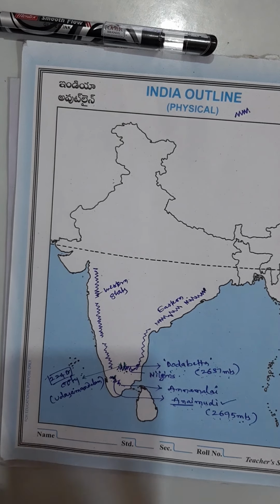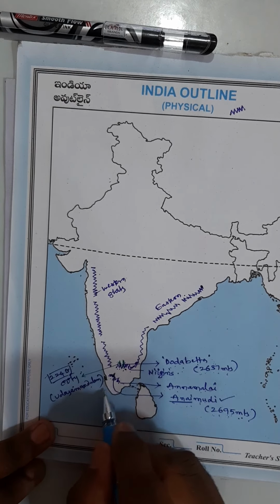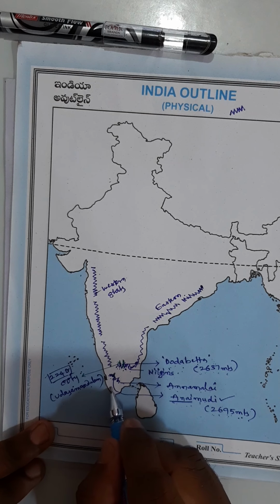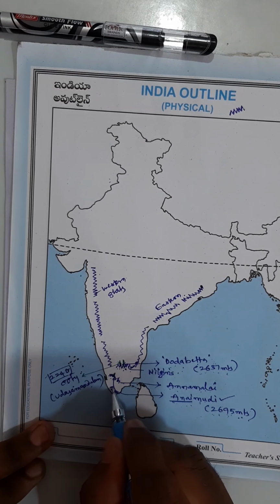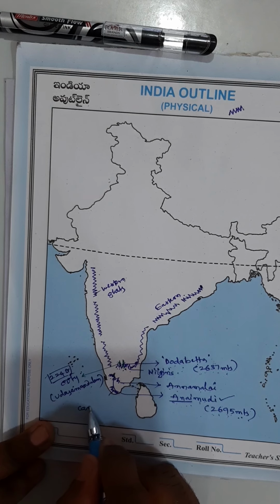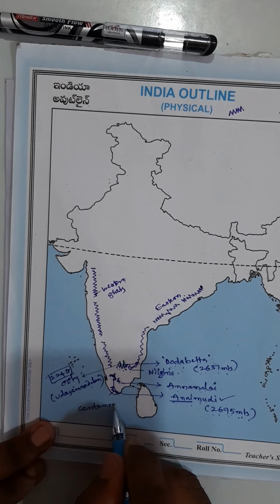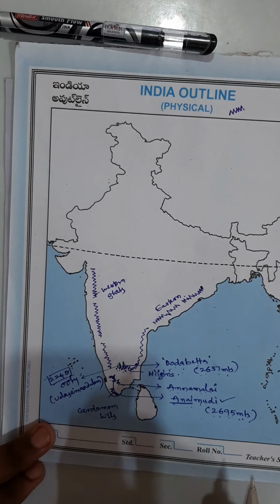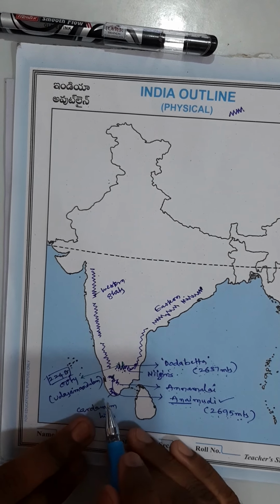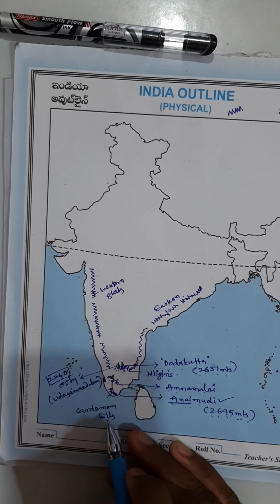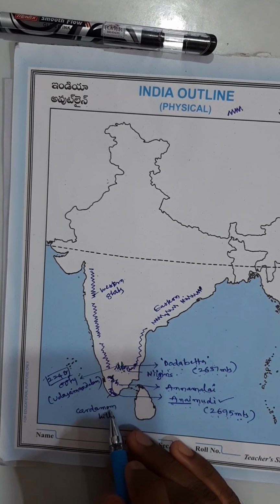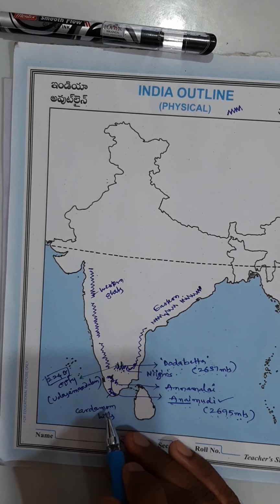And here is Annamalai Hills, and if you go here you find some Cardamom Hills. Cardamom Hills are not asked in the exam. Of course, you practice it. Cardamom Hills, here it's important, and apart from Cardamom, a few more hills are very important here.